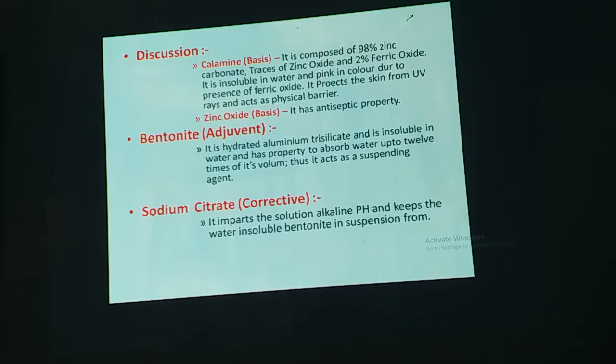Bentonite, which acts as adjuvant. It is hydrated aluminium trisilicate and is insoluble in water and has the property to absorb water up to 12 times of its own volume. Thus, it acts as a suspending agent. Next, sodium citrate acts as a corrective. It imparts an alkaline pH to the solution and keeps the water-insoluble bentonite in suspension form.